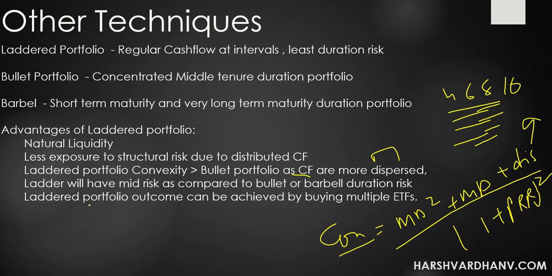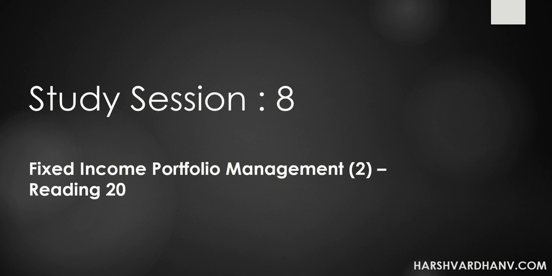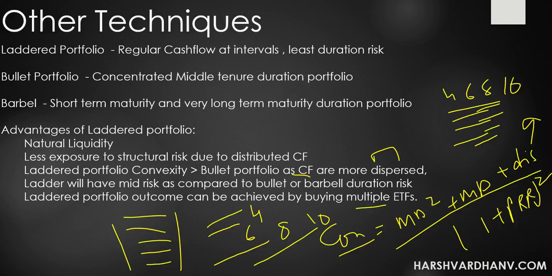Same logic. A laddered portfolio outcome can be achieved by buying multiple ETFs. If you don't want to do much investment analysis, you can buy ETFs which are maturing at different intervals, and you can create a laddered portfolio for yourself. I think that's it. Reading 20 is extensive. We'll cover it in another lecture. Thank you.